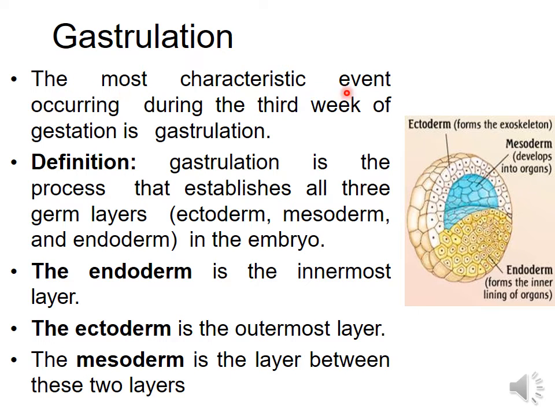The most characteristic event occurring during the third week, as I mentioned, is gastrulation. So we define gastrulation as the process that establishes all three germ layers in the embryo. The endoderm is the innermost layer, the middle layer is the mesoderm, and the outer layer is the ectoderm.